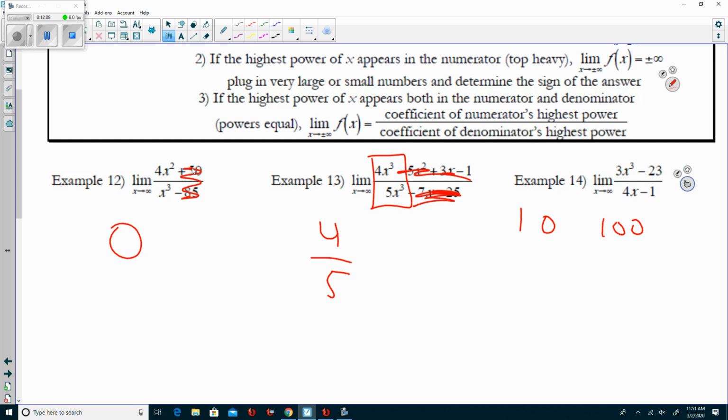And then when you put 100 in, what'd you get? 7,500, right? So all we're worried about is just a rough estimation. So I go 76 to 7,500. So where do you think this limit's going? Going to infinity. That's fine.